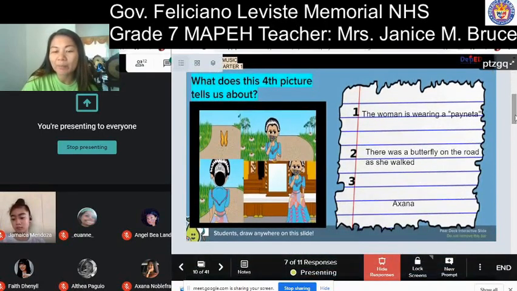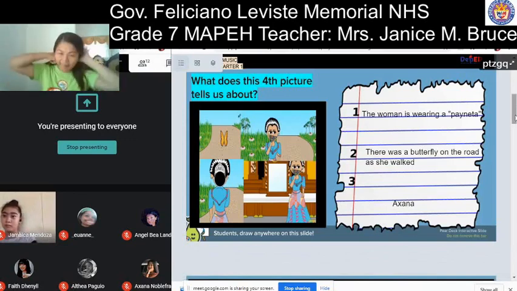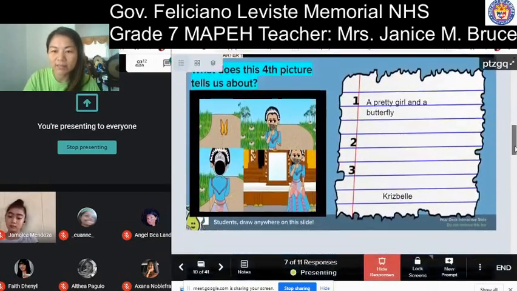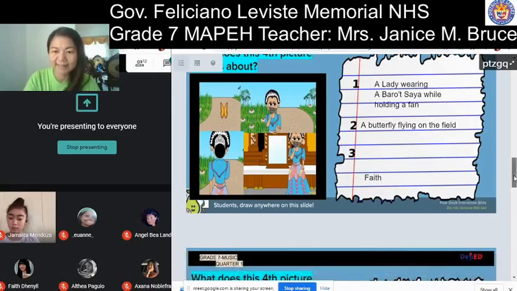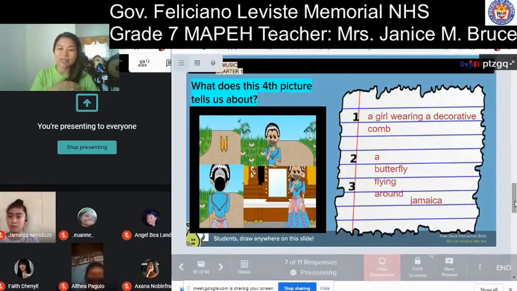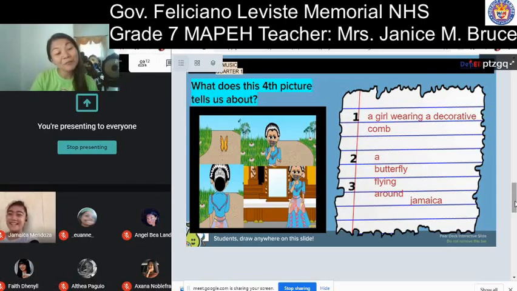Okay, next Aksana: the woman is wearing a paineta. So Aksana has noticed the paineta in the girl's hair. There was a butterfly on the road as she walked. Good observation. Bell has the same answer. And Faith wants to add: the woman is holding a fan. All right, Jamaica. She's been using very good words here. Decorative comb. You can use that in your English, right? You've learned that from your English class. Adjective. A butterfly flying around. Is there a butterfly jumping around, Jamaica? Could a butterfly jump?